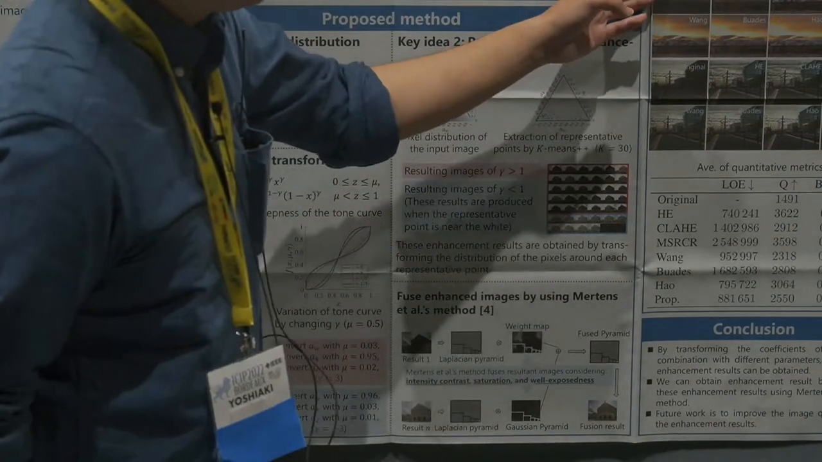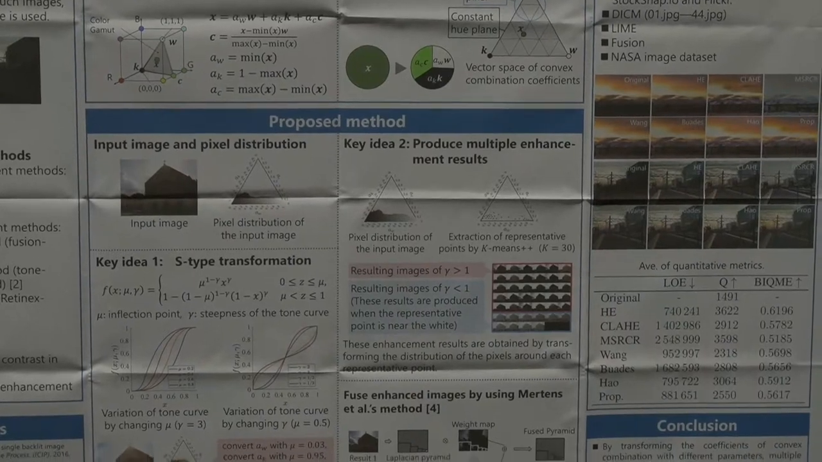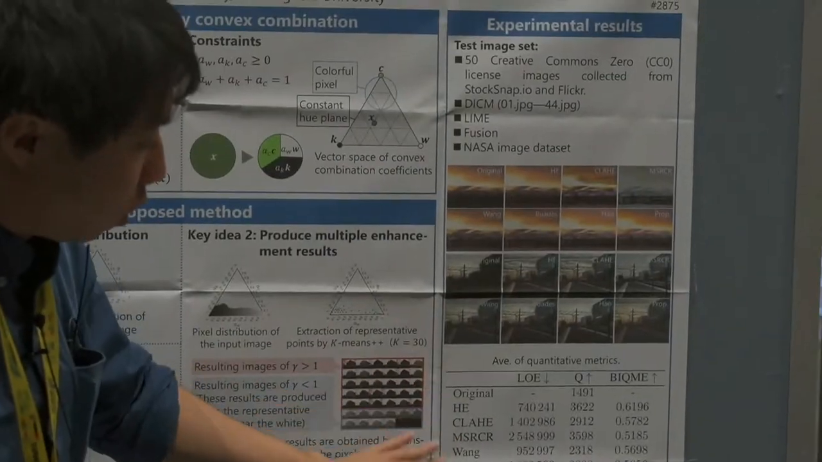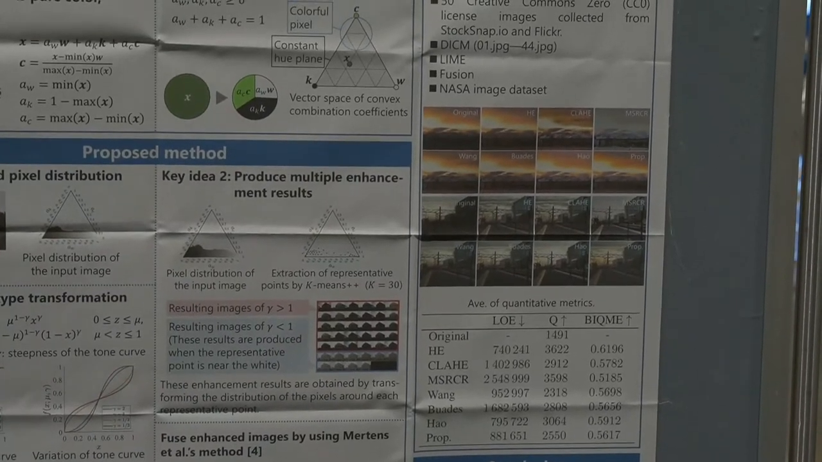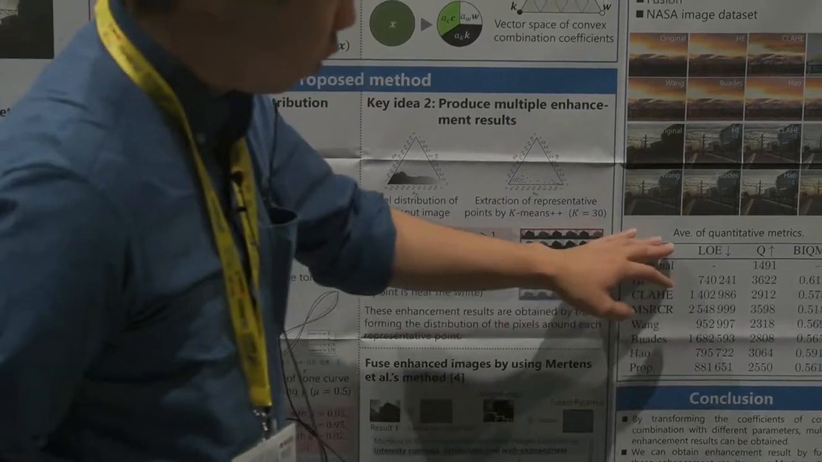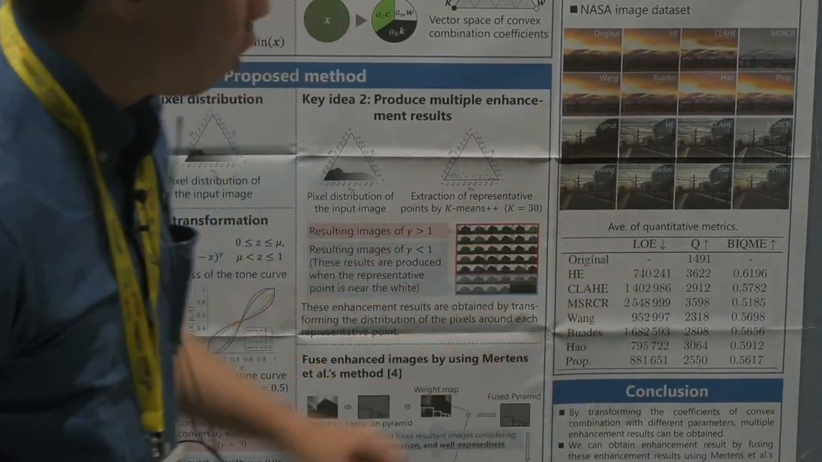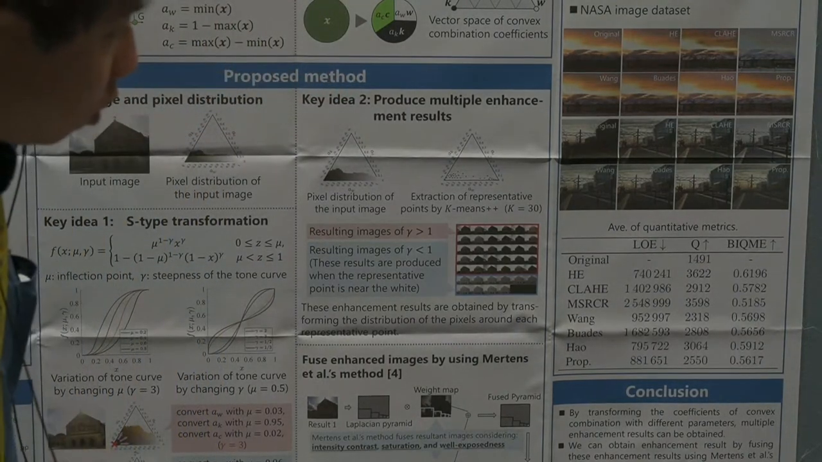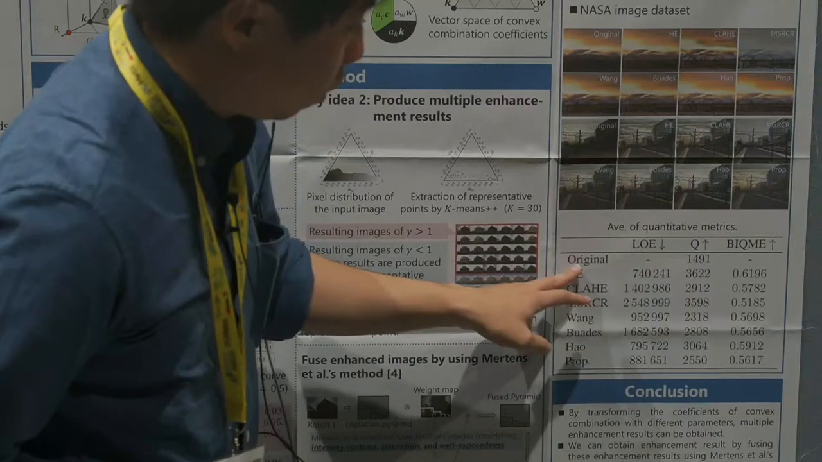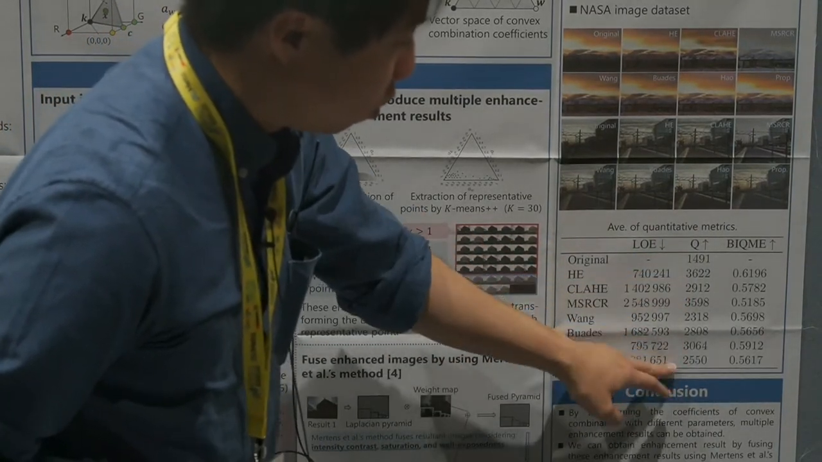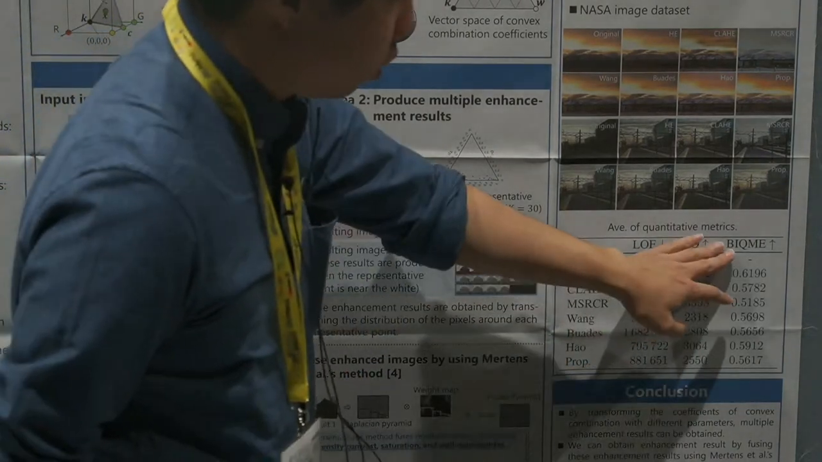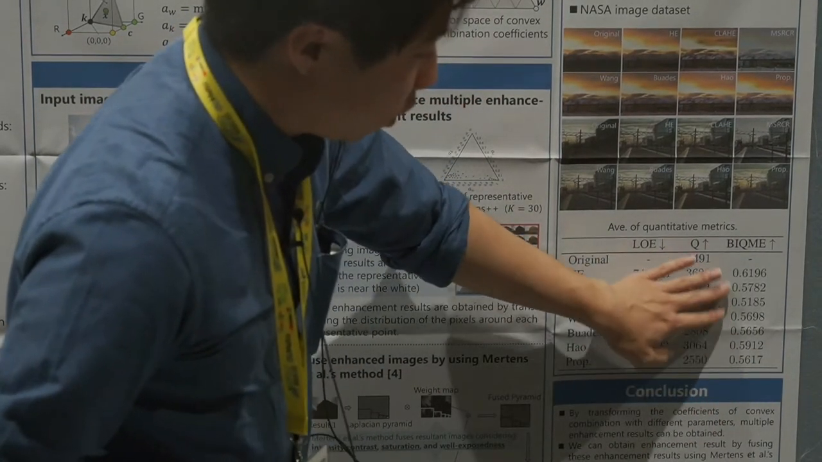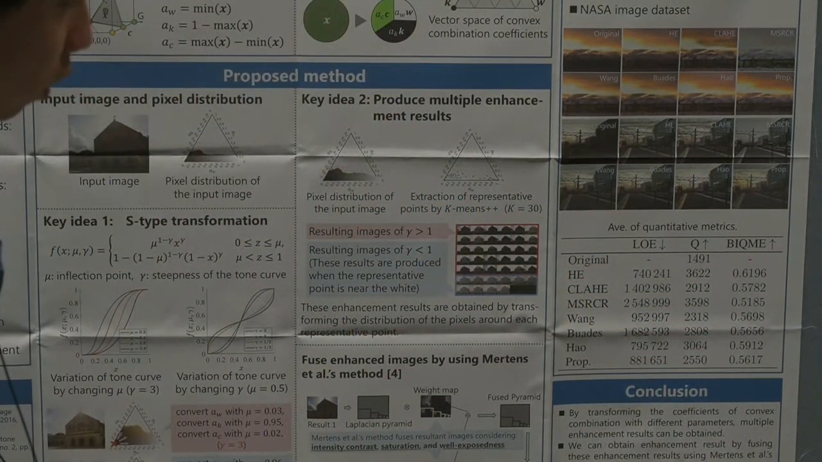All these are resultant images of the conventional methods and our proposed method. And furthermore, the quantitative metrics are here. Our method is based on the tone curve-based method. So for the LOE metric, the lightness order error, we get a very, very good result. And the contrast is improved compared with the conventional methods. Furthermore, the naturalness of the image is slightly improved, but other methods give better results. Okay, that's all. Thank you.